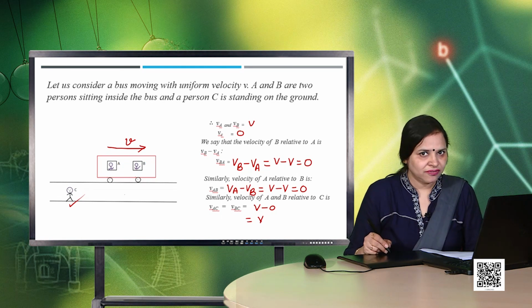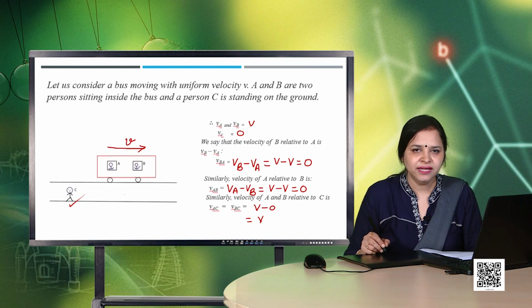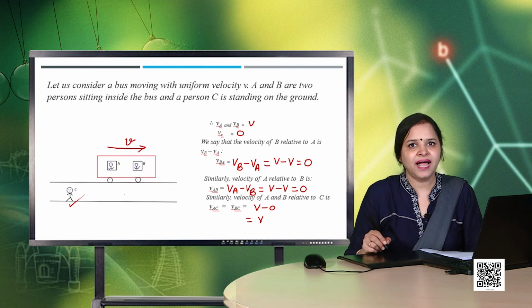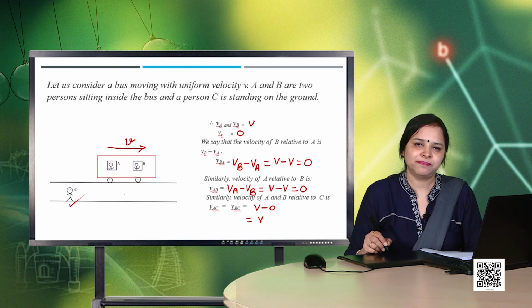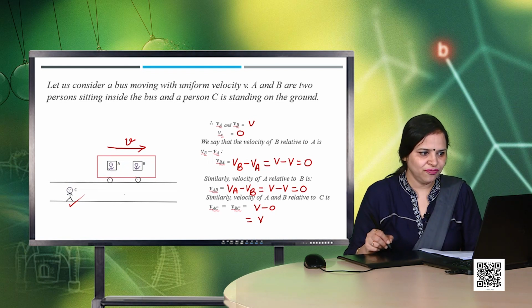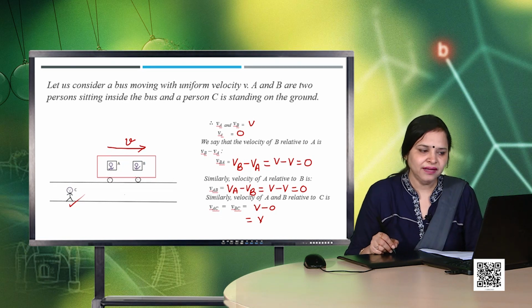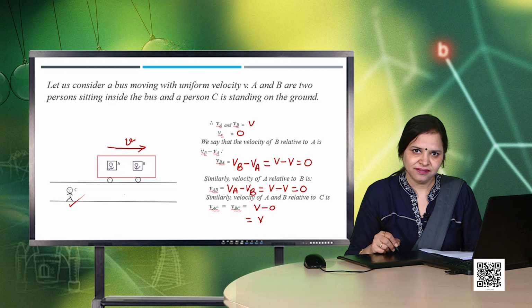Since the ground is at rest, we consider the ground to be the reference frame which we consider to be at rest. So, that is why any object or any person who is on the ground is considered to be at rest, and that is how the velocity of that person is considered to be 0. So, here the velocity of passengers A and B, or that of the bus, will be equal to the velocity V relative to the passenger C.